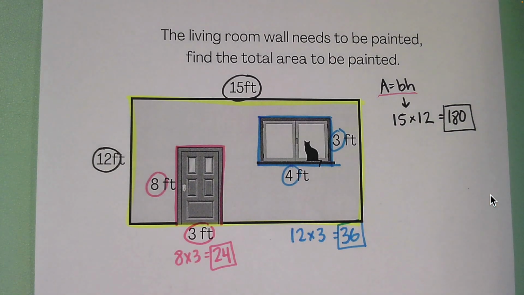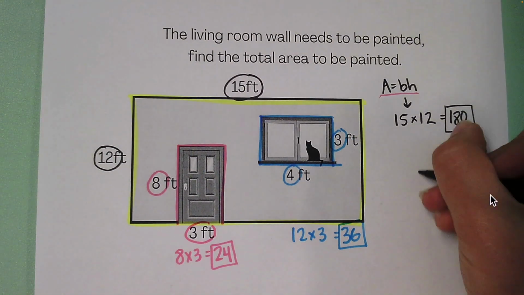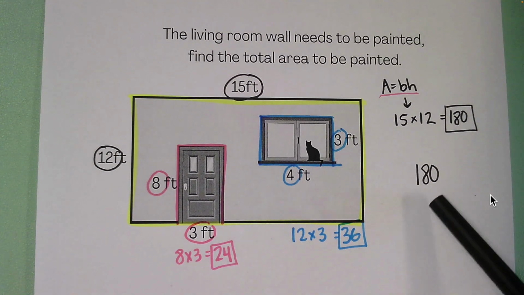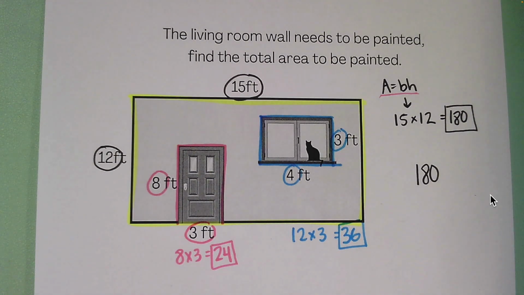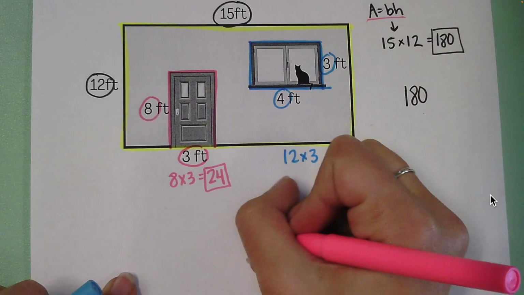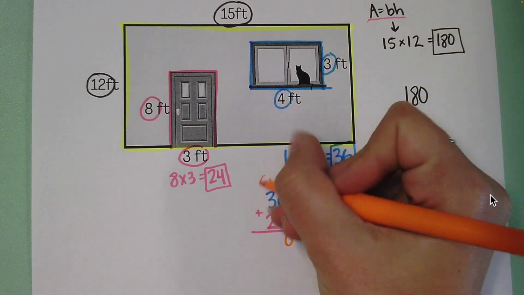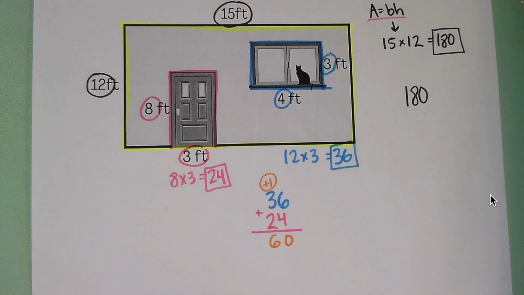So now that I have all my shapes, I need to actually find what I'm painting. I'm going to keep this 180, but I'm going to subtract my 24 and my 36. I can either just list those out, or I can go ahead and add them. If I added the 24 and 36, that would give me 4 plus 6 is 10, and then that's going to be 5, 6. So now I'm going to be taking away 60 square feet.